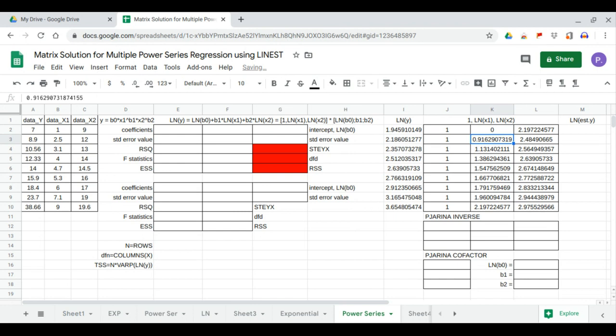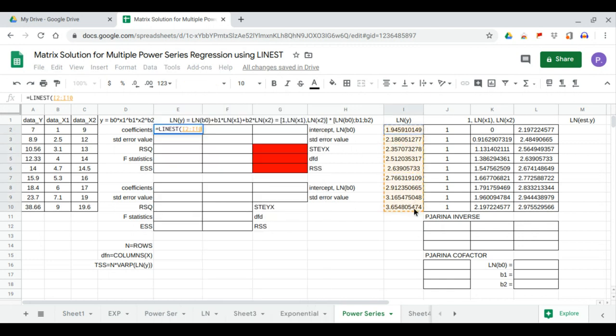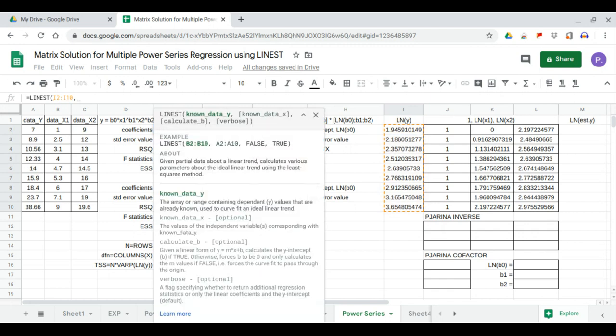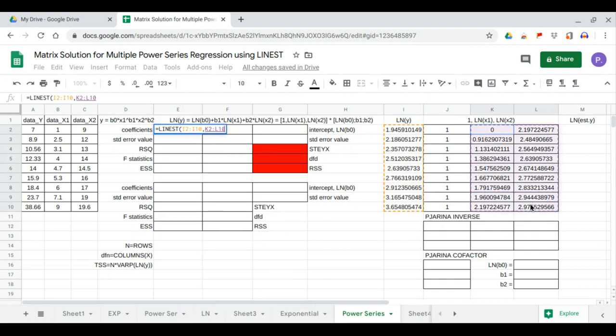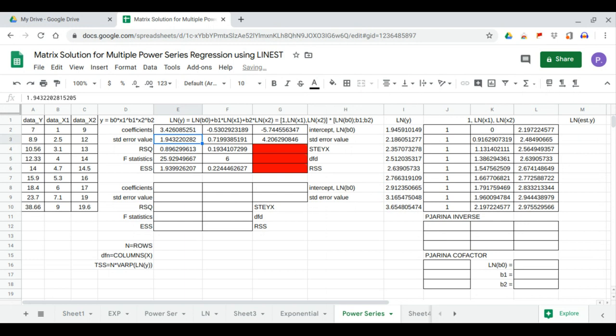Now that we have the ln x matrix, the 1x matrix, because it's transformed to linear form, we can now enter the LINEST formula. LINEST of data y, data x, and we'll show the full statistics. And here we have 12 outputs.